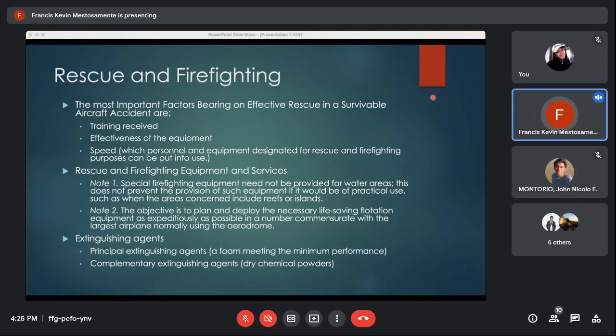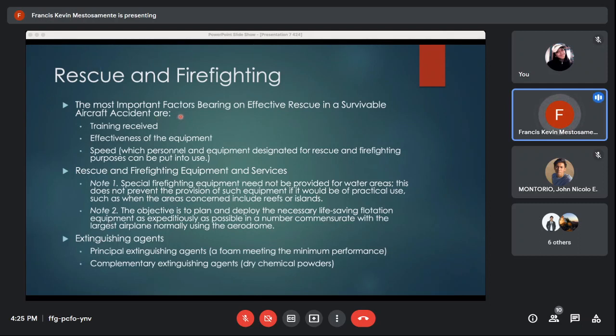Next topic, we got the rescue and firefighting. As I mentioned a while ago, we have agencies on the aerodrome and off the aerodrome. And with the rescue and firefighting, we have an agency on the aerodrome for it. Its primary objective is, of course, to save lives in the event of any aircraft accident or incident occurring on the aerodrome and within the vicinity of the aerodrome.